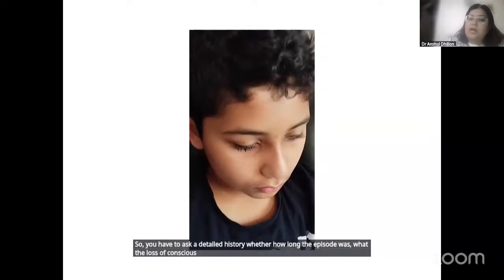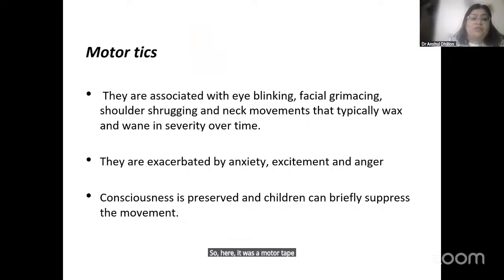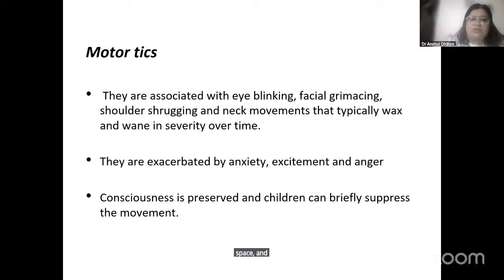So you have to ask a detailed history, whether how long the episode was, the loss of consciousness, and following the episode, how the child was doing, and that all makes you delineate what you are dealing with. So here it was a motor tic only, whether it was associated with eye blinking, facial grimacing, shoulders shrugging, because we could not take the video, this is behind below his face, and there could be sometimes neck movements also.